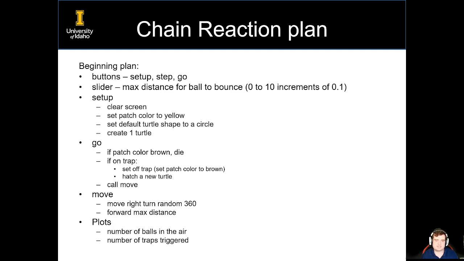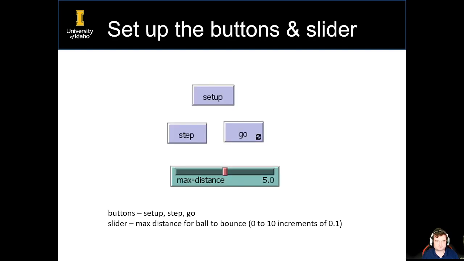If it is, we want it to die. If it's on a trap, it's going to set the trap off. It's going to change the patch color to be brown, and it's going to hatch a new turtle. And then we're going to call the move function. Move is going to make it right turn random 360 and move forward the max distance. That's the slider. Then we're going to plot what's been going on. So we're going to plot the number of balls, and the number of traps triggered. So let's go ahead and get to this.